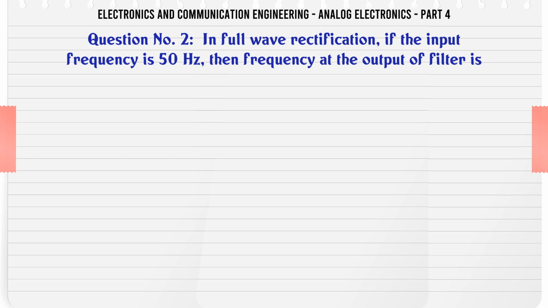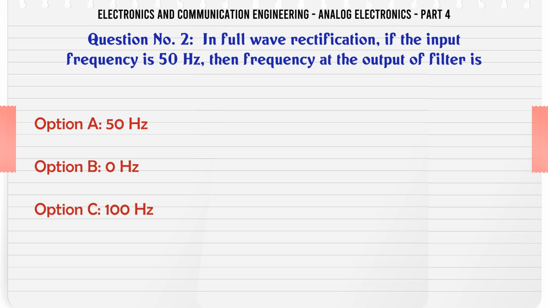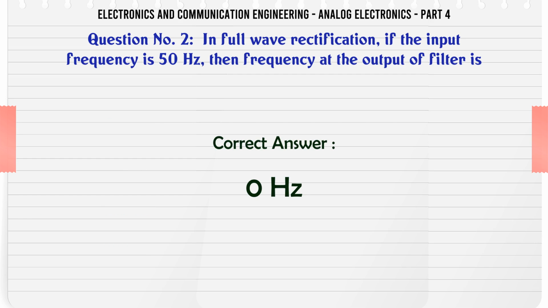In full wave rectification, if the input frequency is 50 Hz, then the frequency at the output of the filter is: A. 50 Hz, B. 0 Hz, C. 100 Hz, D. 75 Hz. The correct answer is 0 Hz.